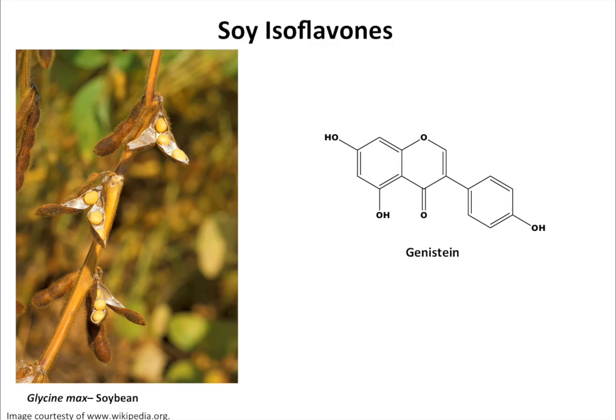The soy isoflavones are another important class of polyphenols, and one that's particularly useful and there's been quite a bit of interest around in skincare is genistein, whose molecular structure is shown here. And essentially this is obtained from the soybean plant.